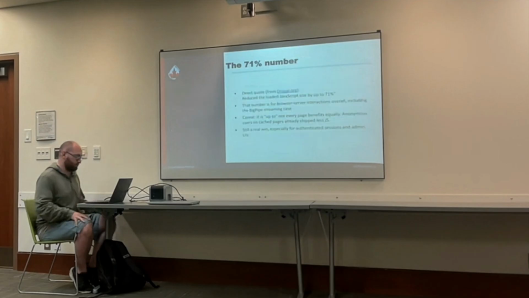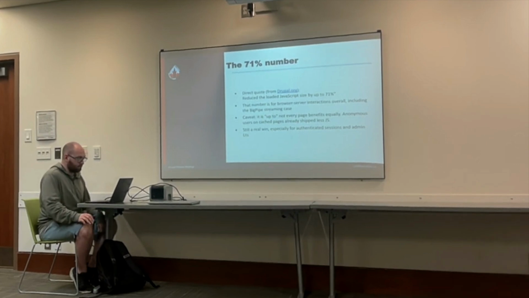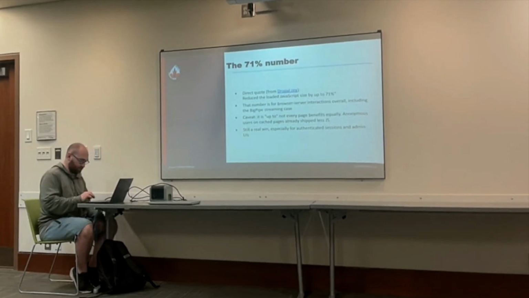So the 71% number: reduce JavaScript size by up to 71%. That number is for browser-server interactions overall, including the BigPipe streaming phase. The caveat is it's "up to." Not every page benefits equally. Anonymous users on cached pages already ship less JavaScript, and so on. It's still a real win, especially for authenticated sessions and admins.